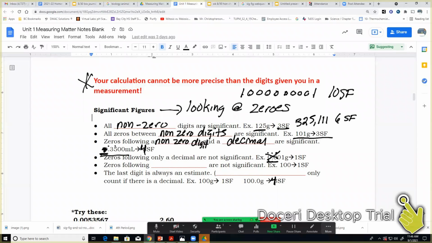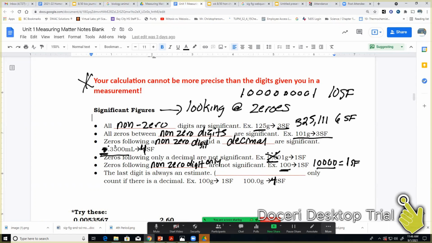The next rule says zeros following a non-zero digit only are not significant. So that would be some larger number where those zeros are behind a non-zero number, but they're not behind a decimal. That means that is only one significant figure. That would only be still one significant figure because those zeros are not behind a decimal.